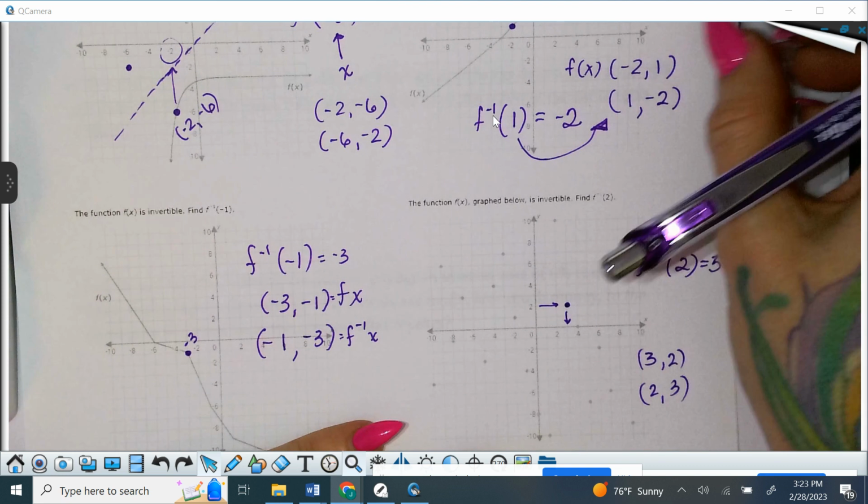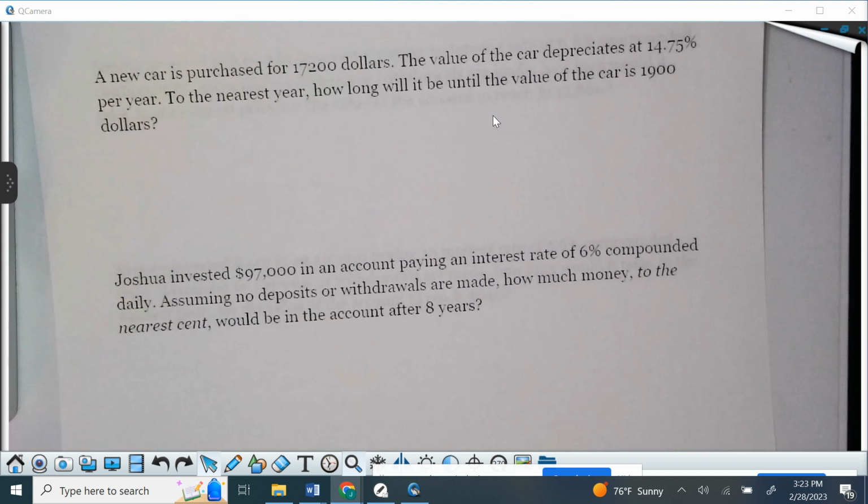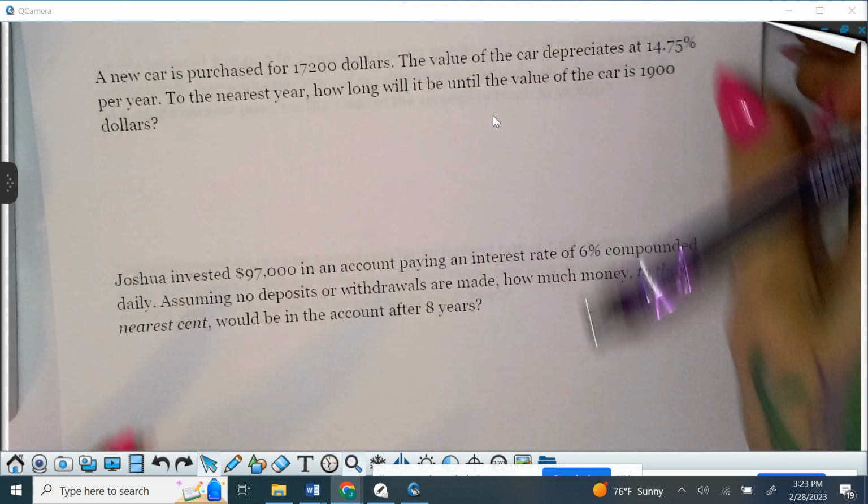After that, word problems, everyone's favorite. The original couple that you guys had last week and a little bit this week, you're going to have the very basic ones.